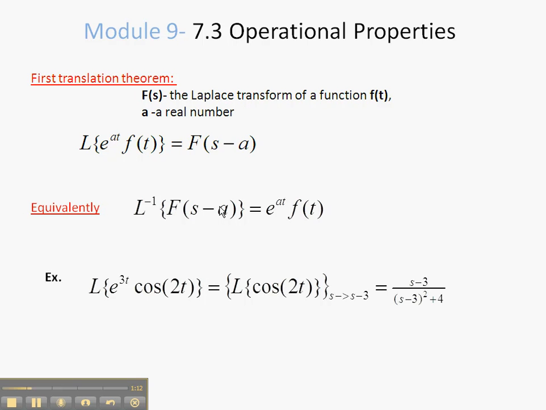So, for example, if I have the function e^(3t) times cosine of 2t, well, I know the Laplace transform of cosine of 2t, so what I have to do is find the Laplace transform of cosine of 2t and switch s to s minus 3. And then, of course, I get (s minus 3) over ((s minus 3) squared plus 4). So that's the first translation theorem.